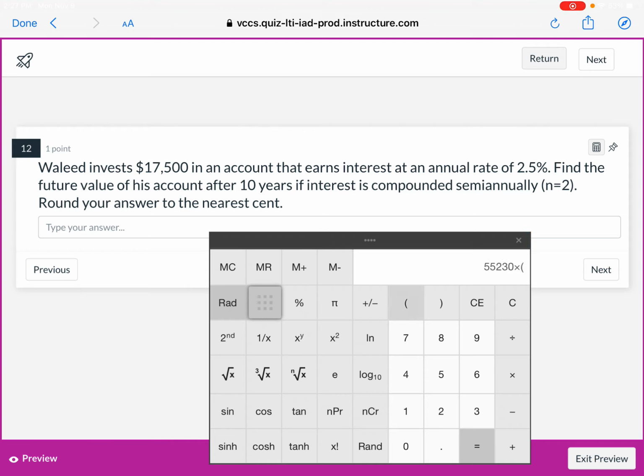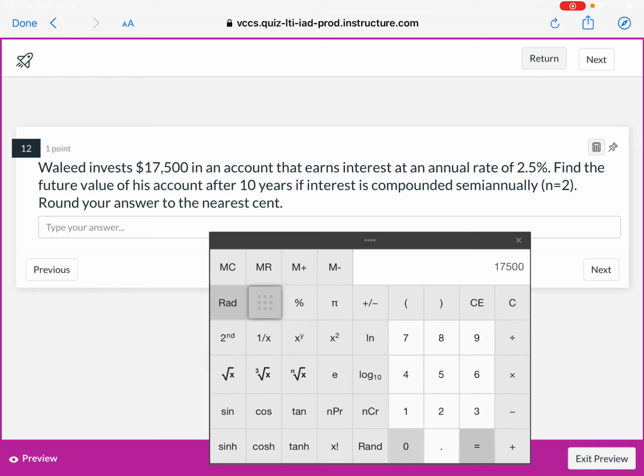55230 times 1 plus 0.02 divided by 52. I need to close the parenthesis, and one more time. And then I'm raising that to 52 times. You know what I'm doing though right now? I was working on the Abigail problem or somebody else's problem. I am typing in the work for a completely wrong problem. Start all over again. Sorry about that.